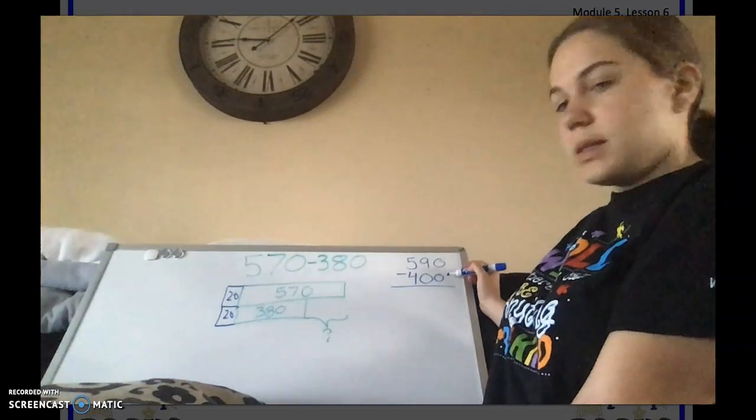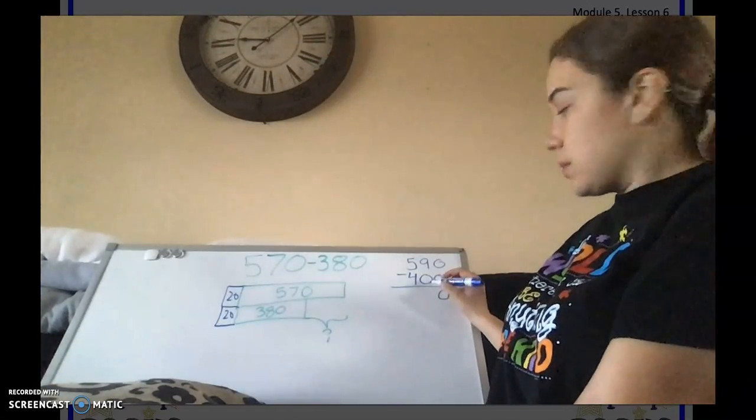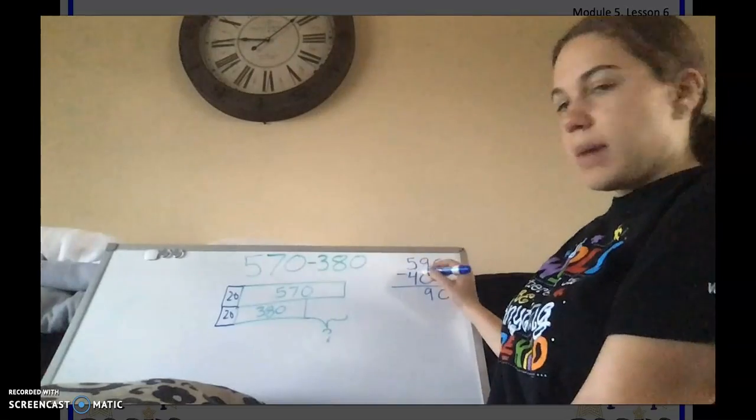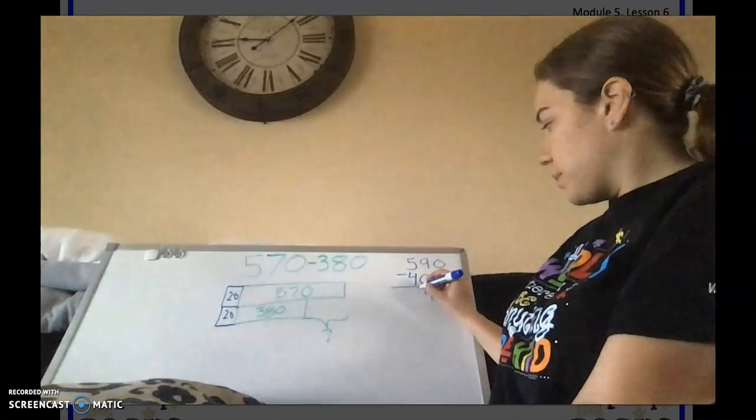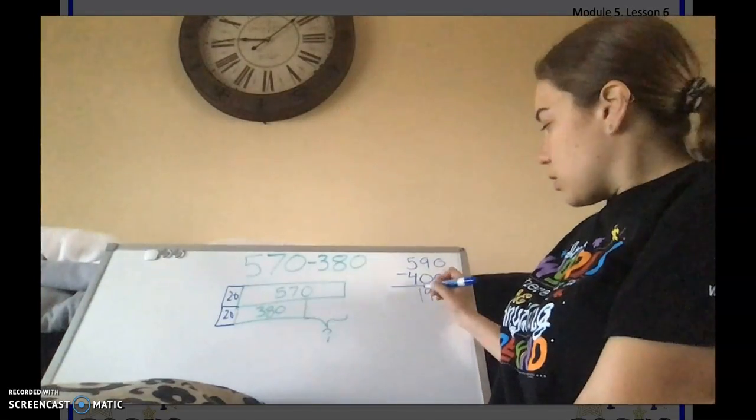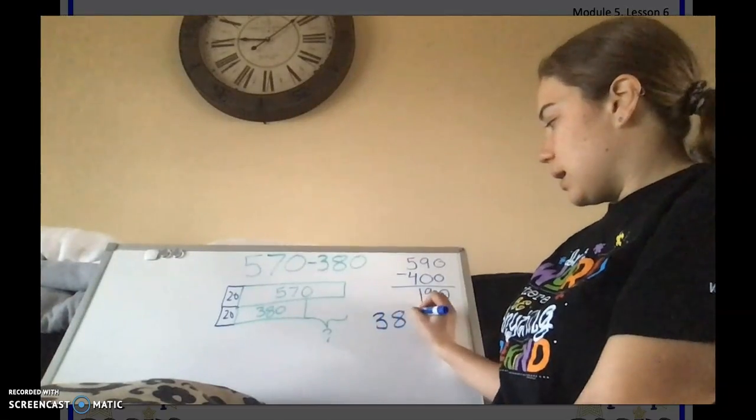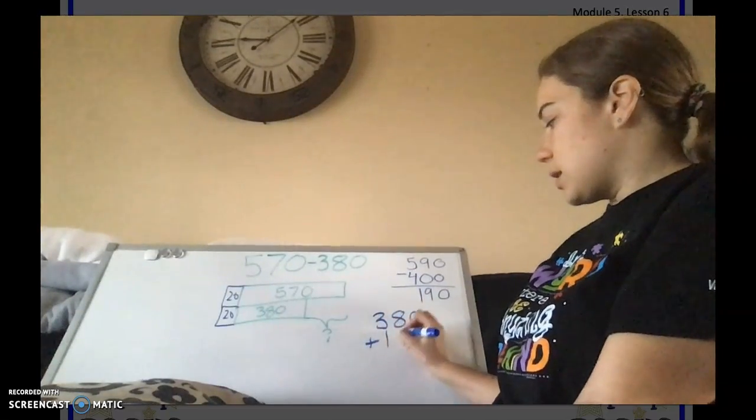Now if you did 0 minus 0, you know that's 0. 9 minus 0 is 9. And 5 minus 4, you get 1. So you have 190. So if you were going to check your problem, you could do 380 plus 190.